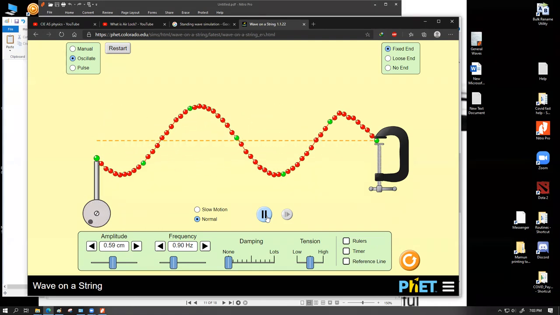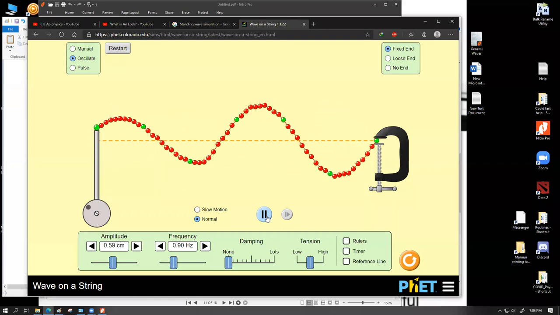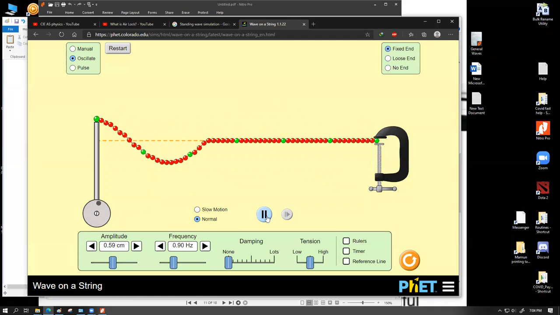Okay, we have a pretty good stationary wave over here, but it's not very perfect.